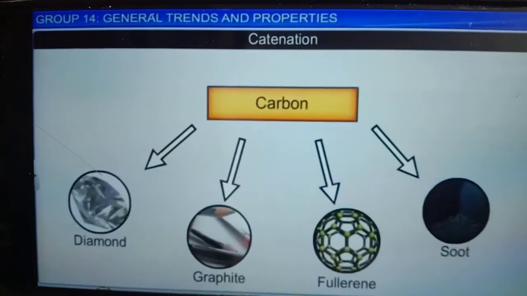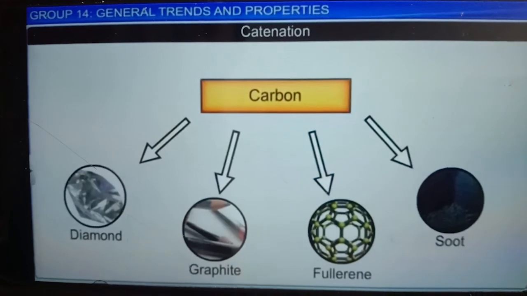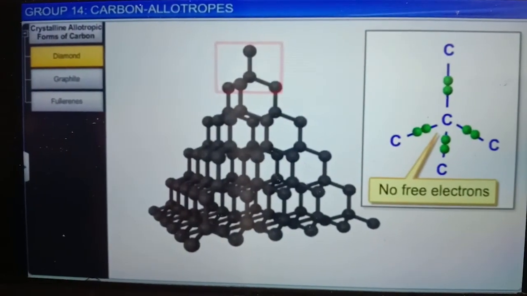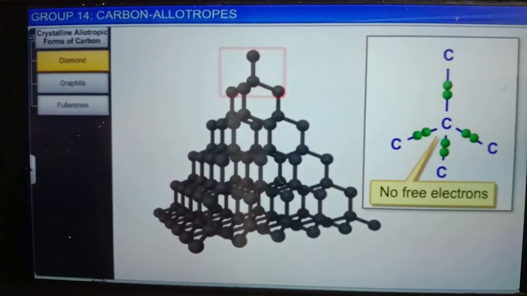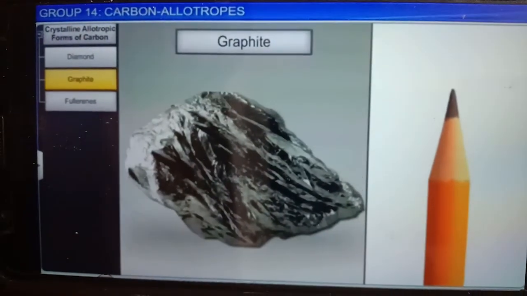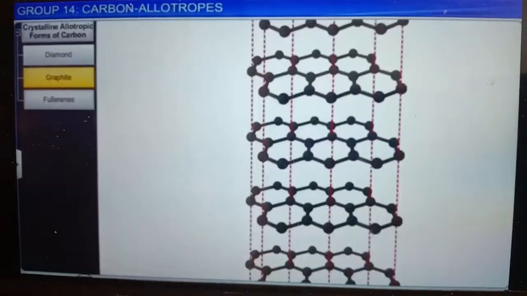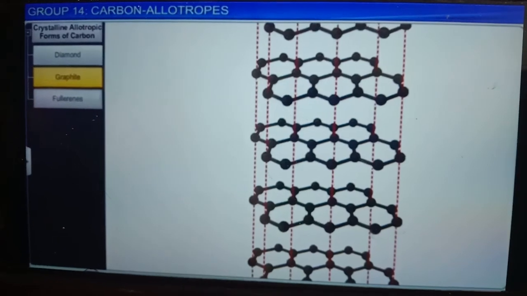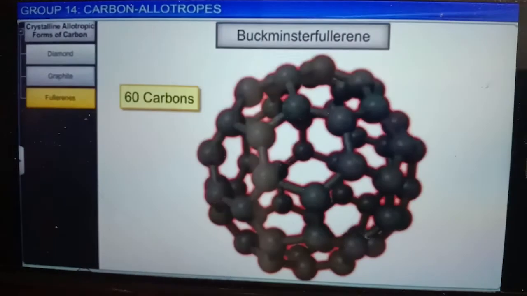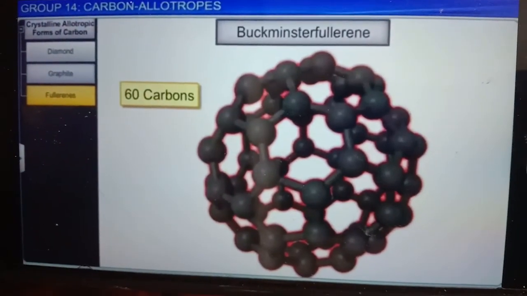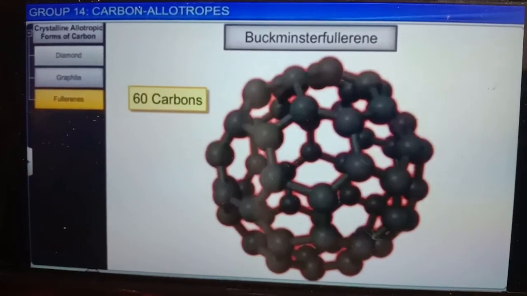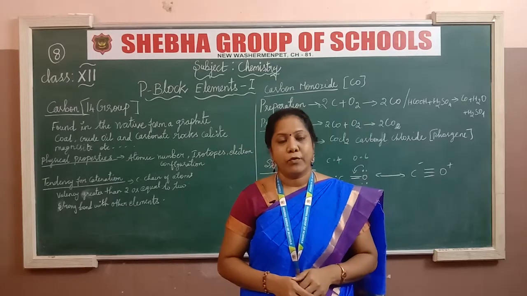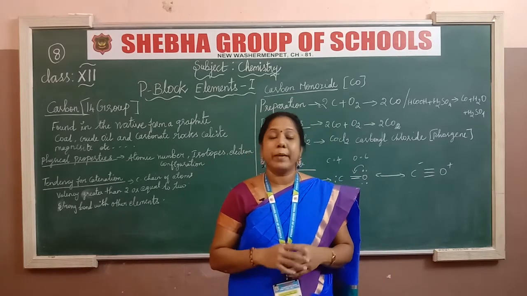Carbon occurs in many forms: diamond, graphite, fullerene and soot. In diamond, the carbon atoms are bonded very strongly, carbon to carbon, while graphite is used in pencils. Fullerene has 60 carbons strongly bonded together. These are the 14th group elements of our P block elements.